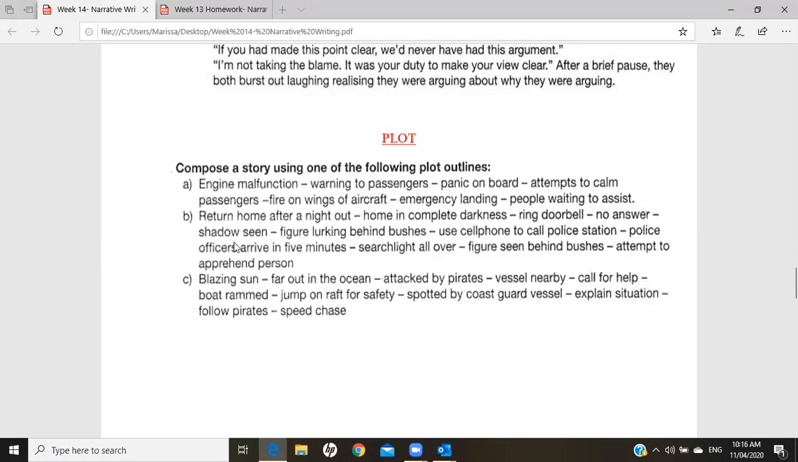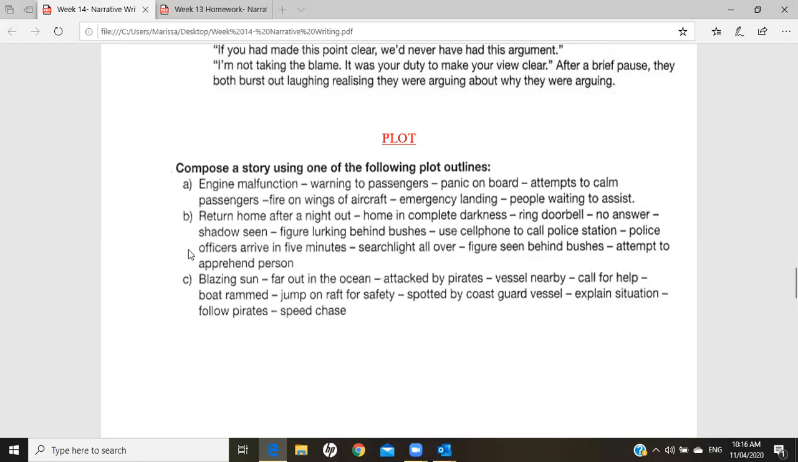Part B says, you return home after a night out, home in complete darkness. You ring the doorbell, no answer. Shadow seen, figure lurking behind the bushes. You use the cell phone to call the police station. Police officers arrive in 5 minutes. Searchlight all over, figure seen behind bushes, and then you attempt to apprehend the person.